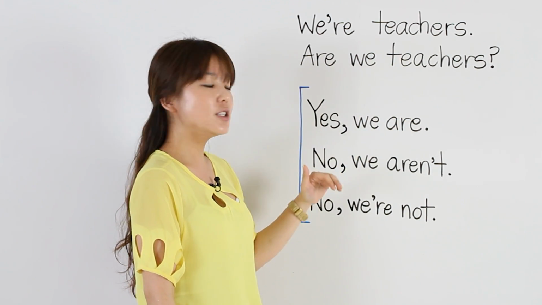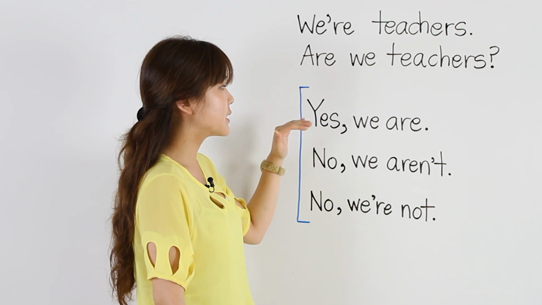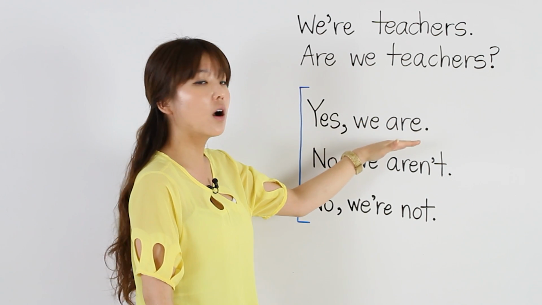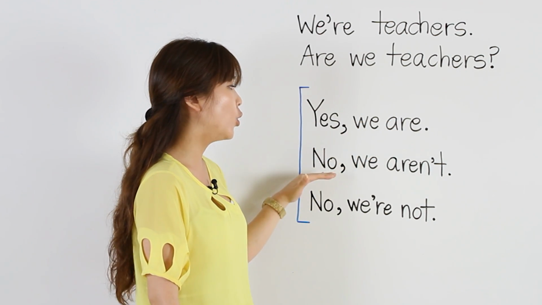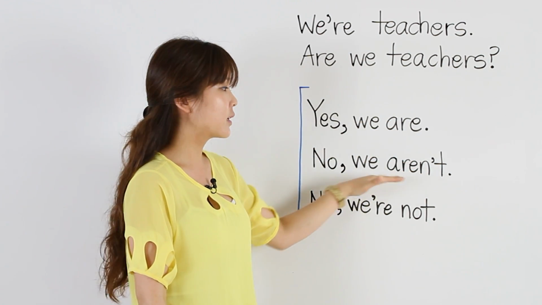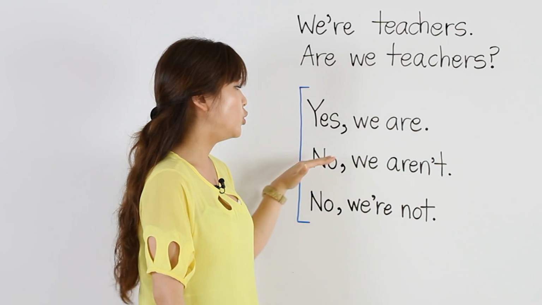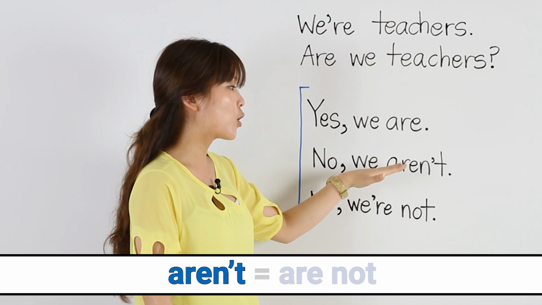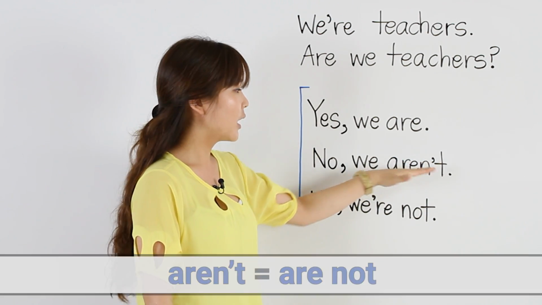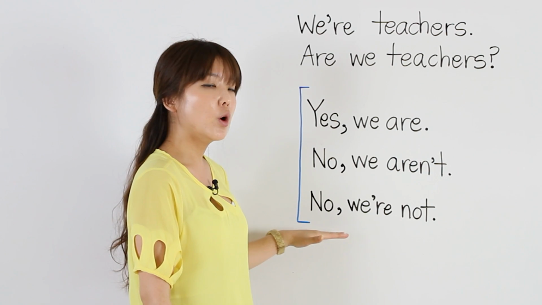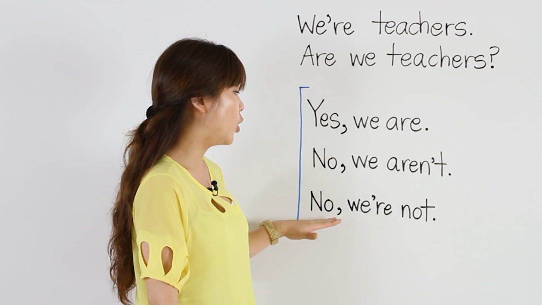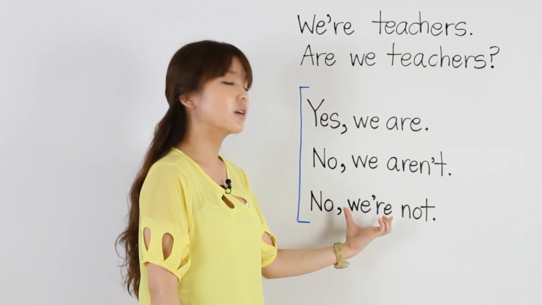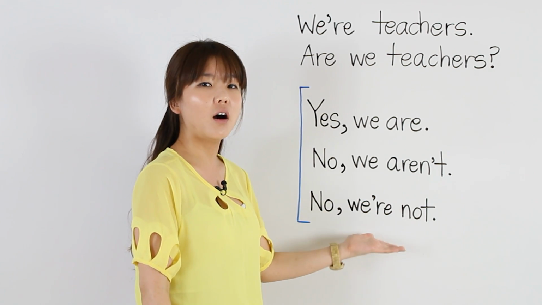Okay, when we answer, we can say several things. Yes, we are. Or, no, we aren't. Listen, aren't. No, we aren't. Aren't is a contraction for are not. Or we can say, no, we're not. And you know that we're is a contraction for we are.